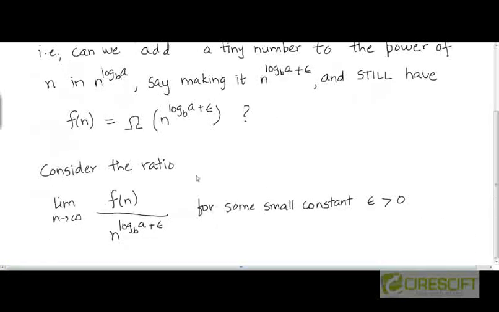This means that the ratio of these two functions is 0. So f of n is definitely smaller. It has a smaller rate of growth than this function. And this fact is independent of what the specific value of epsilon was. As long as it was a positive constant, the ratio between these two functions is going to be 0.